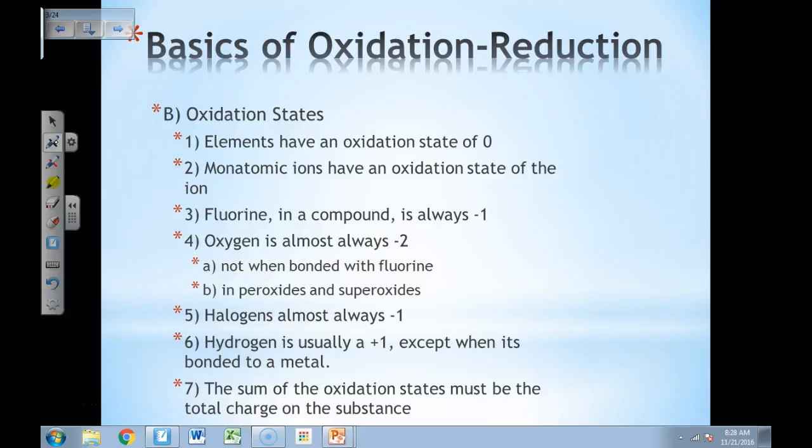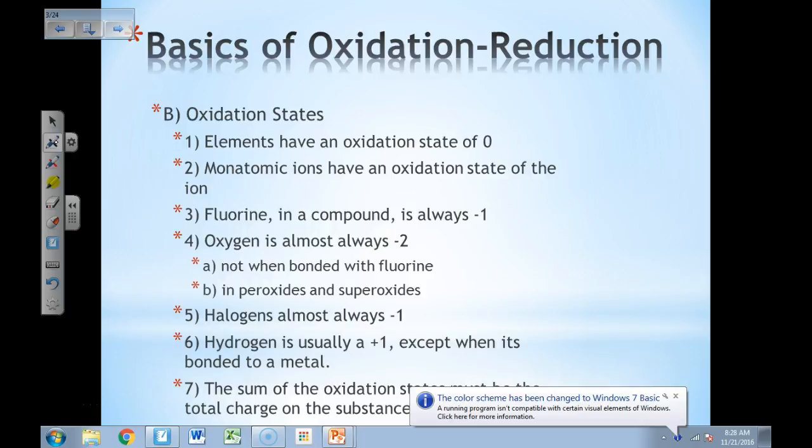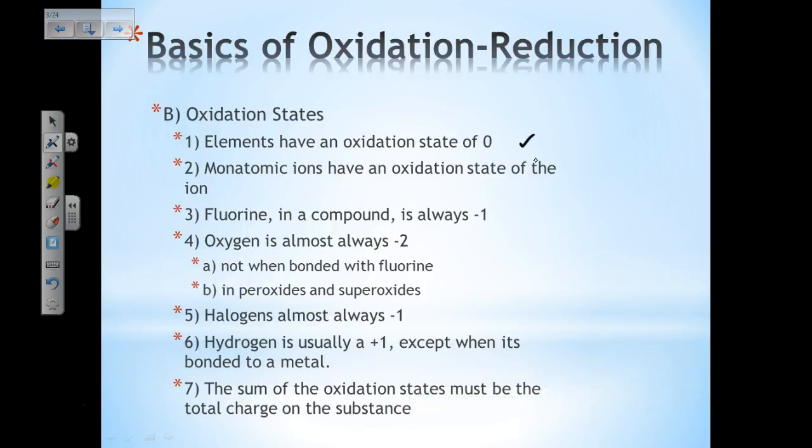Hey everybody, in this video we're going to be able to understand and apply the idea of oxidation states to elements and to elements within a compound. Okay, so here are the 7 basic rules of oxidation states. Some are straightforward: elements have an oxidation state of 0, and for ions, like a calcium 2+ ion, the oxidation state is the charge, which is 2+.